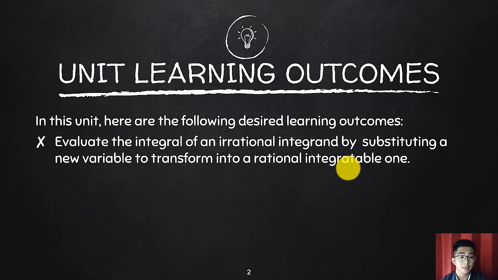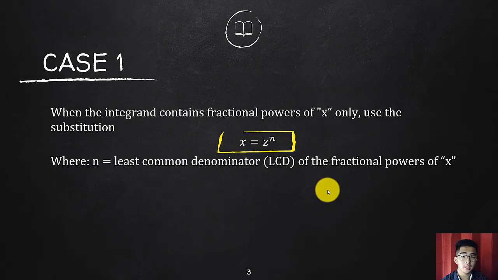That's very important. For a substitution to be complete, both the variable and its differential must be replaced with your chosen variable. Now in these problems, there are different cases wherein you apply different types of substitutions, or substitute different variables or degrees of the variable to get the correct answer. There are 5 cases, and we're going to discuss them one by one. However, out of all of the 5 cases, the most general one is case number 1. When the integrand contains fractional powers of x only, not any binomial, just the term x only, use the substitution x equals z raised to n, where n is the least common denominator of the fractional powers of x.